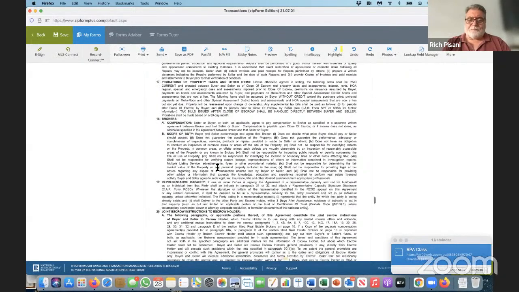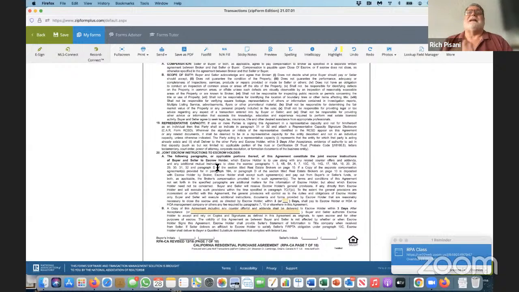Representative capacity. A lot of people buy things as an entity, as an LLC, as a trust. But there has to be somebody authorized to sign on behalf of that entity, and that's representative capacity. Trust me, on the new RPA, it's going to be much easier. The RCSD is confusing to get around, but we still have to do it for another few months. So we need that form to say this is the person who's authorized to sign on behalf of this entity.